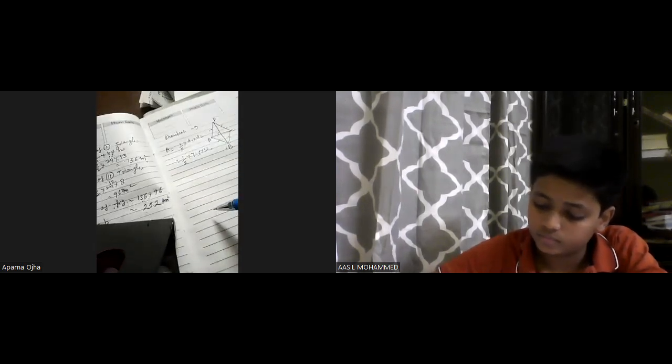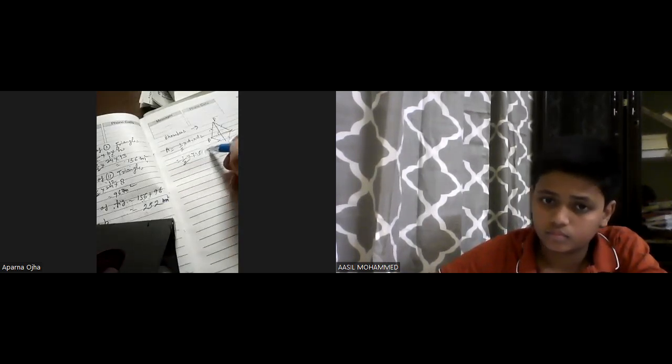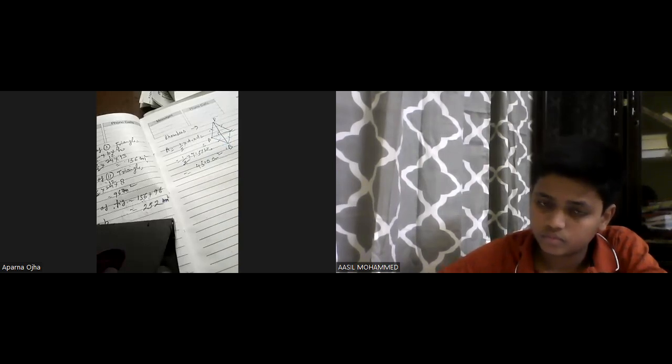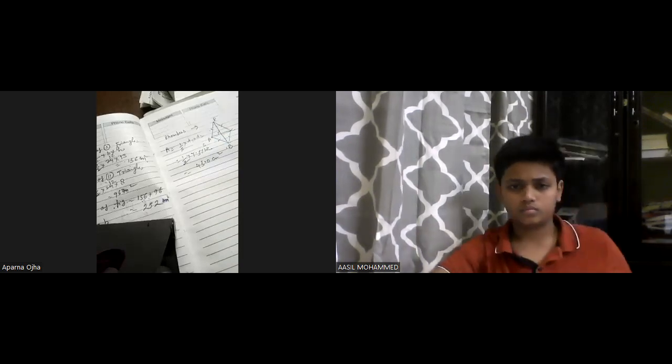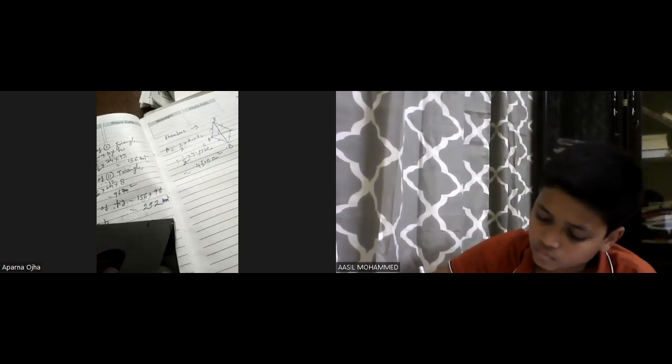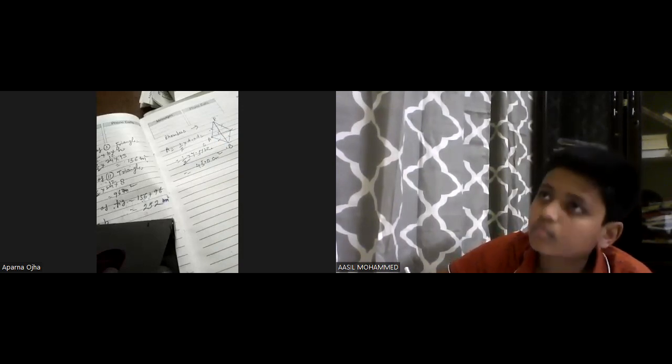One is the 7.5 and other is the 12. So you can reduce, 2 6s are 12, 6 5s are 30, 45 square centimeter. Clear the question? Yes, ma'am.